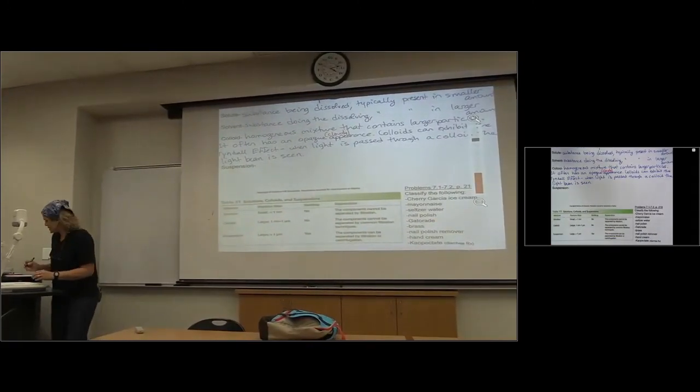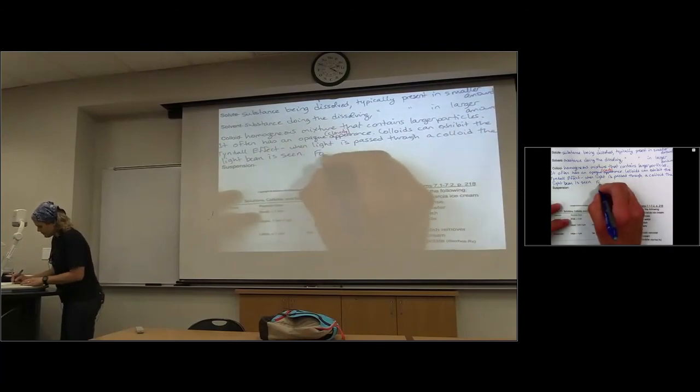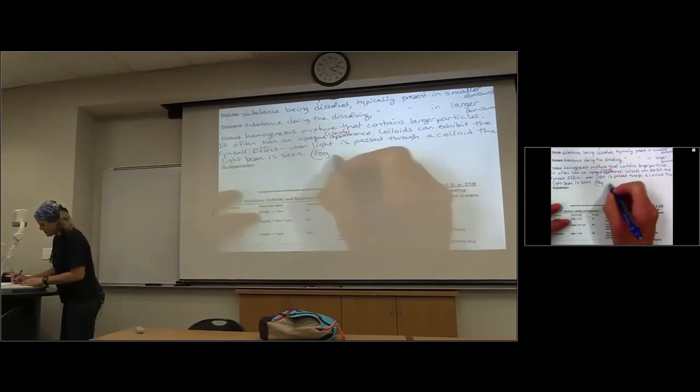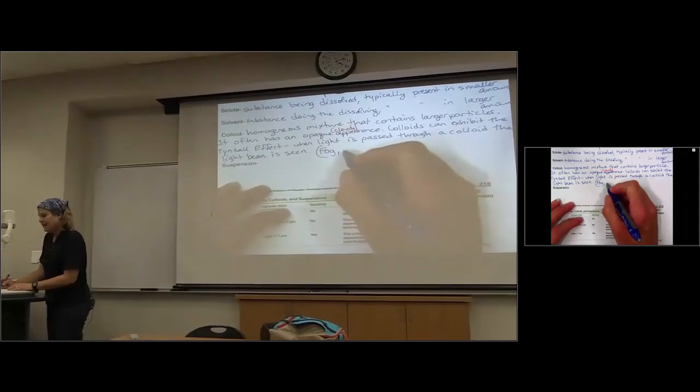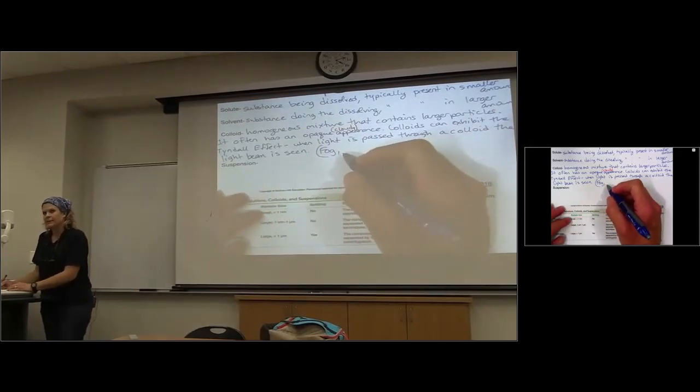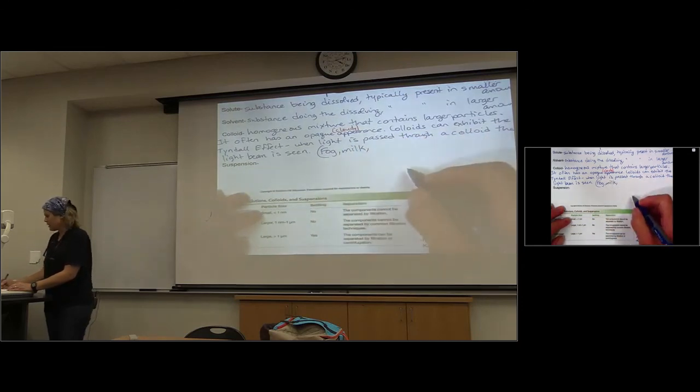So, some examples. Let's put some examples on here. Fog. Now, do you remember what I said about that coffee? When you put the cream in it, it made a colloid. So could you say that milk or cream are colloids? They are. Milk is a colloid.